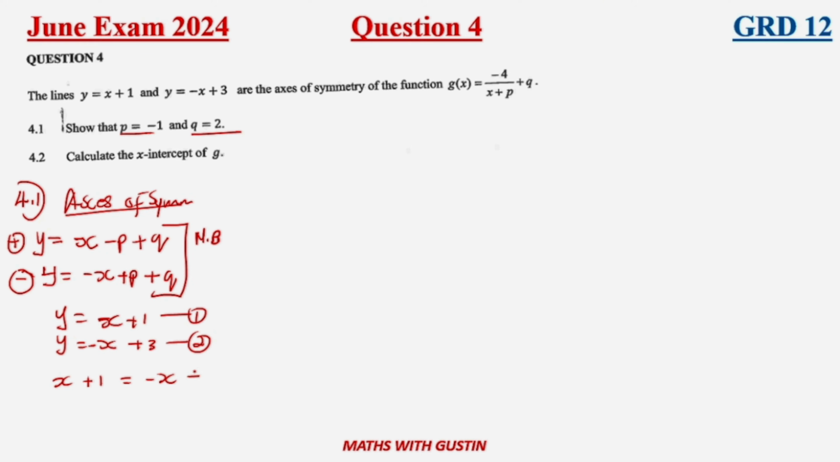x plus 1 equals negative x plus 3. Therefore, you take x to that side and take 1 to the other side. If you take x to that side, you're going to have x plus x, which is equal to, when you take 1 to that side, negative 1 plus 3. So therefore, you're going to have 2x equals 2. Therefore, you divide by 2 on both sides. Therefore, our x would be equal to 1.